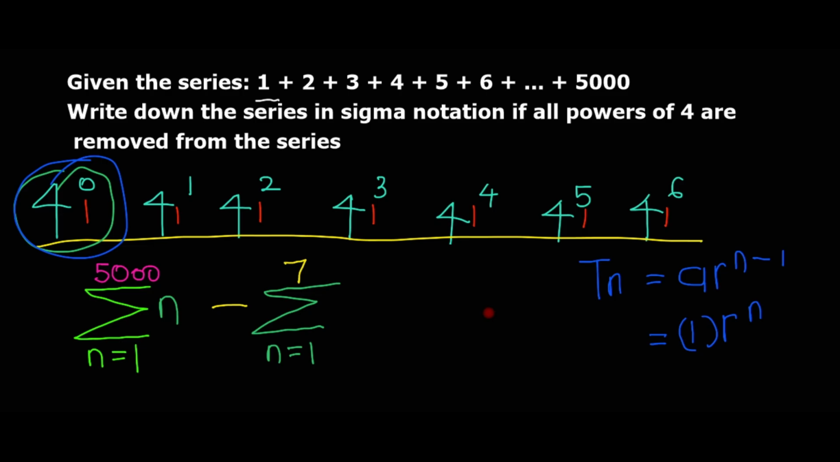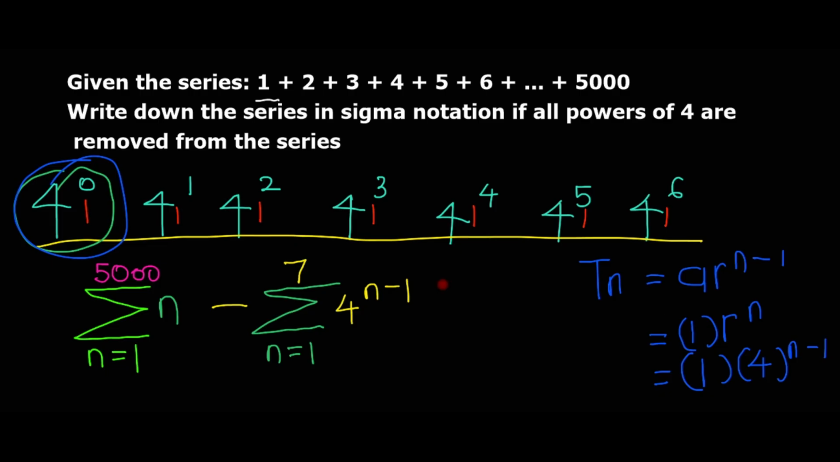From there, let's find the r. Remember that r equals T2 divided by T1. In this case, our T2 is 4 to the exponent 1, and our T1 is 4 to the exponent 0. So you can see that our r is nothing but 4. From there, a is just going to be 1, and our r, of course, we said is 4, to the exponent n minus 1. So our Tn is nothing but 4 to the exponent n minus 1.